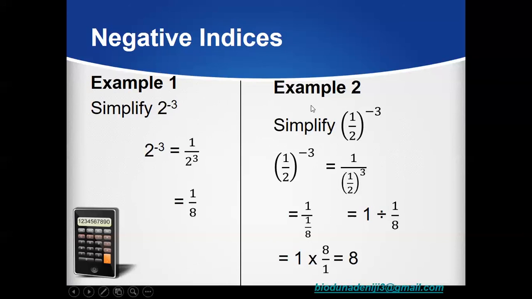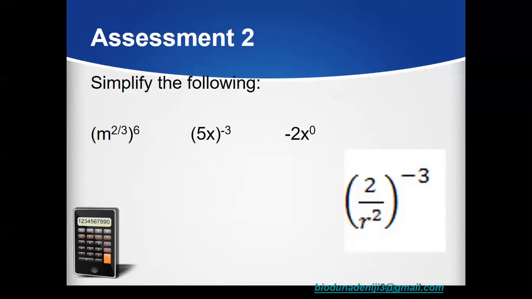Now, let's look at another example, a bit different from the first example we looked at. The question says, simplify 1 over 2, everything raised power minus 3. So in simplifying that, we would have 1 over 2, everything raised power 3. So you have 1 raised power 3, which gives you 1, and 2 raised power 3 will give you 8. So the whole of this expression becomes 1 divided by 1 over 8, which would give you 1 times 8 over 1, which is 8. Again, take some moments, about 3 to 5 minutes, to simplify these expressions.